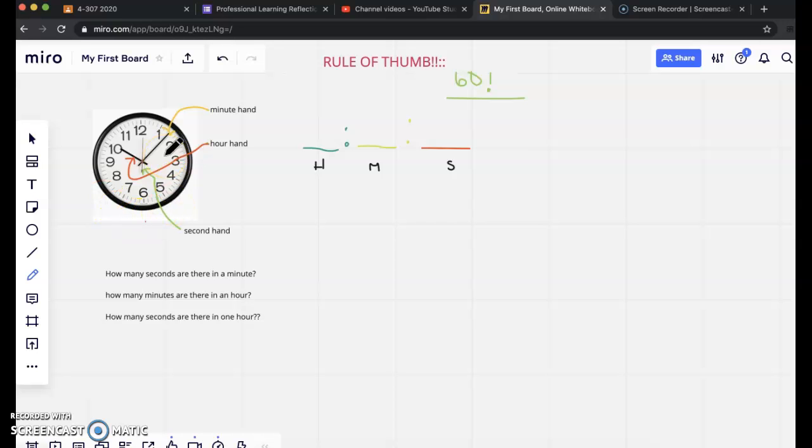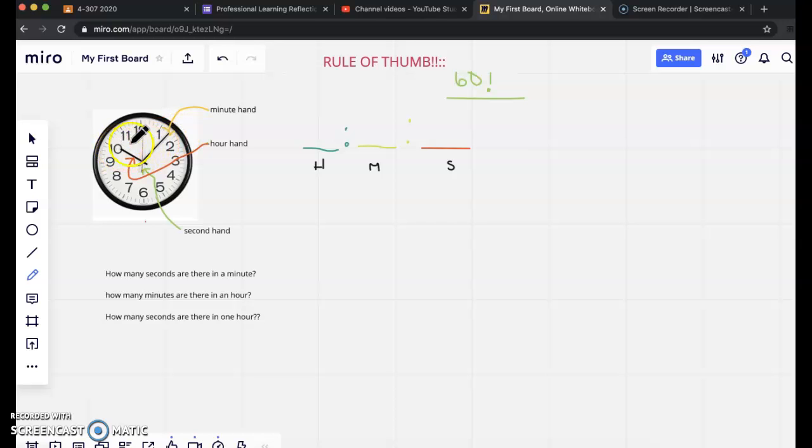Because there's 60 seconds in a minute, 60 minutes in an hour, so the entire clock is based around the number 60. Now, when we tell time, we use the minute hand, which is the long black hand. This long black hand is the minute hand. We use the hour hand, which is this short black hand. See, it's shorter, much shorter.